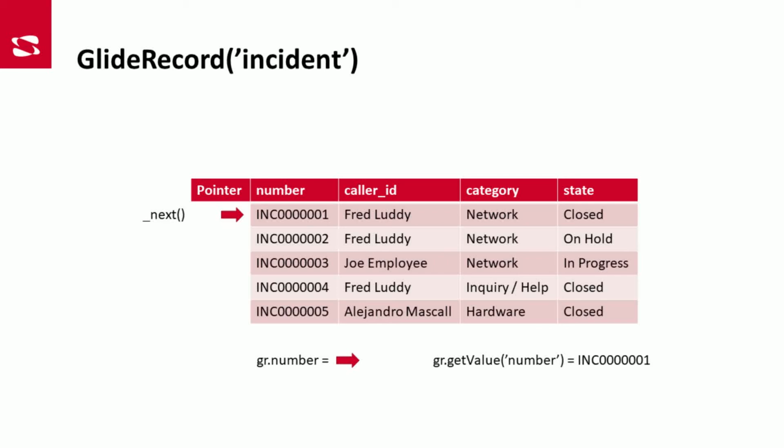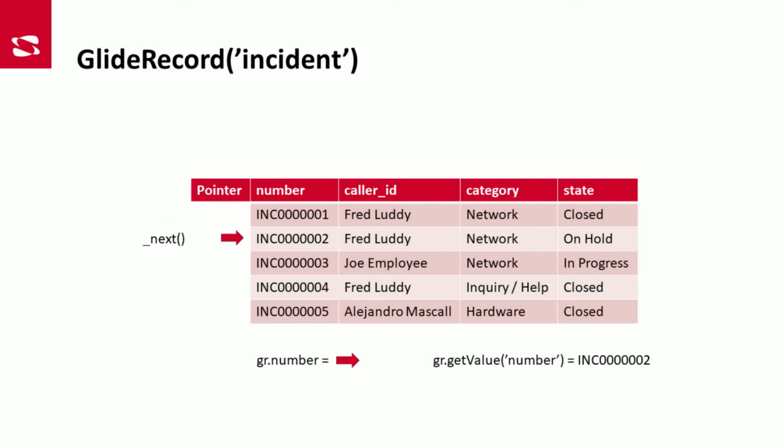When calling gr.number, a reference to the pointer and whatever it points to will be used, while gr.getValue will get a string copy of the value the pointer currently points to. Again, gr.number gets a reference to a pointer that may or may not move later on, while gr.getValue will make a copy of the value the pointer currently points to.